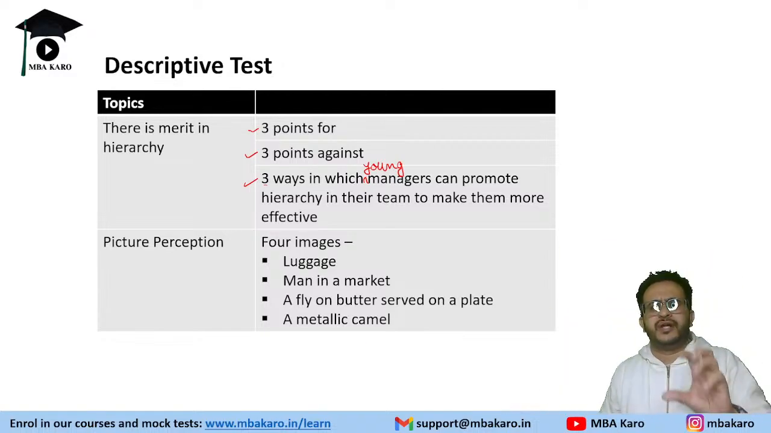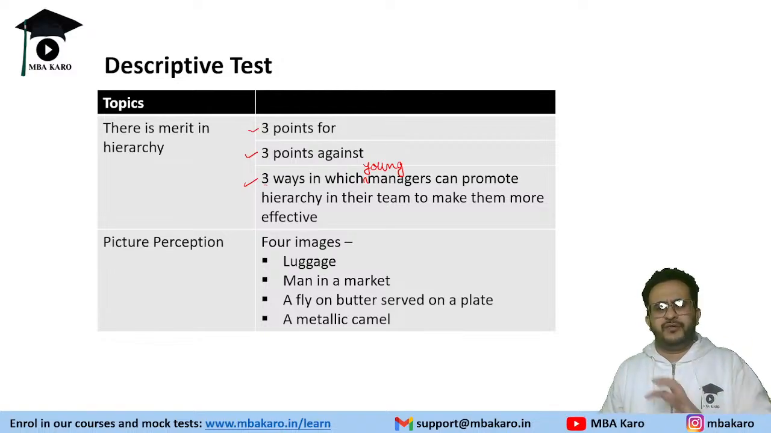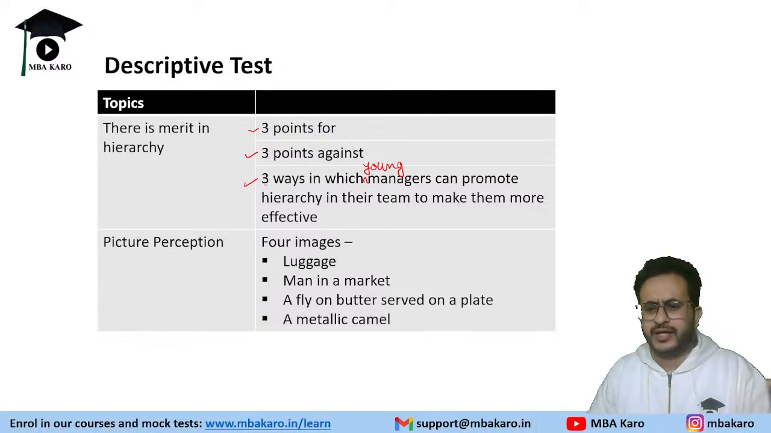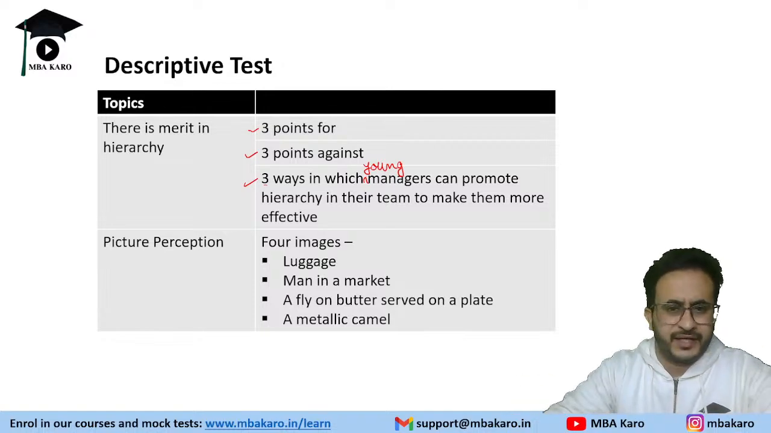One had to write a story connecting these four images. Now it's your creativity, how you wish to write. There is nothing right or wrong in that. It's about your creativity.